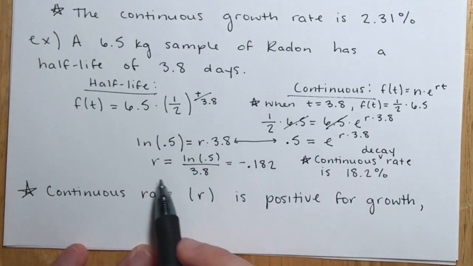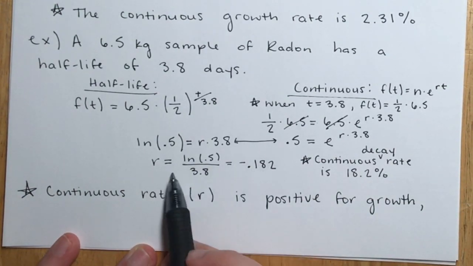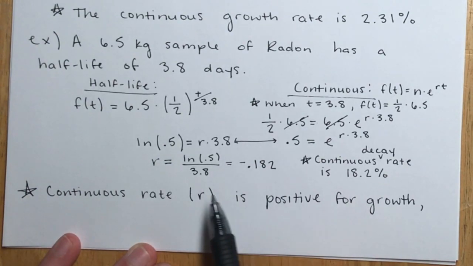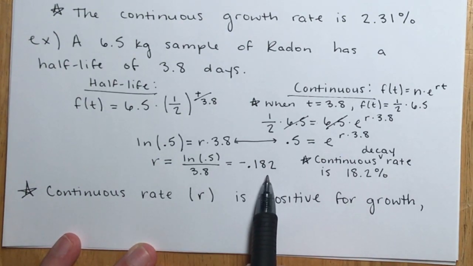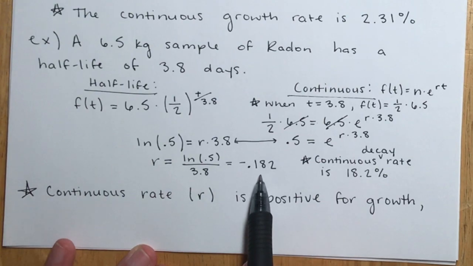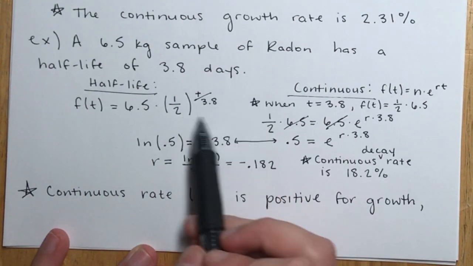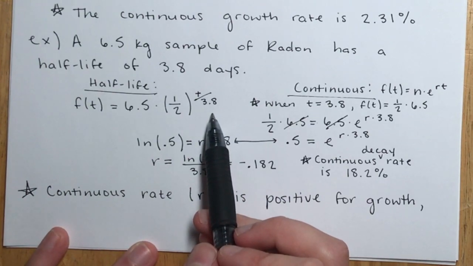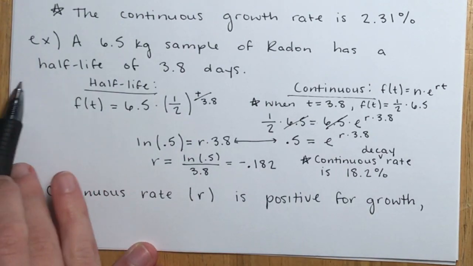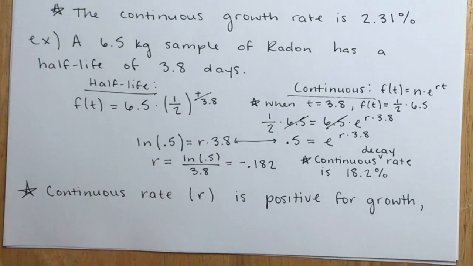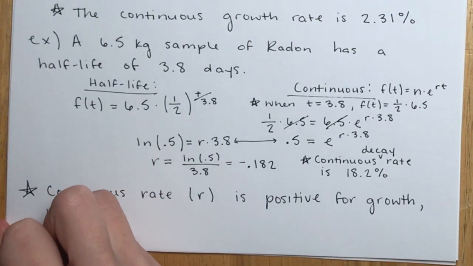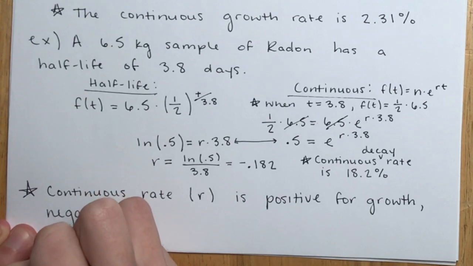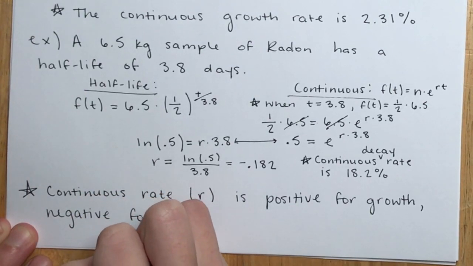And when we compare that to our r for this second problem, r here was negative. Are we in a growth situation for this second question? No, we're talking about half-life, right? We're talking about decay. So it is negative for decay.